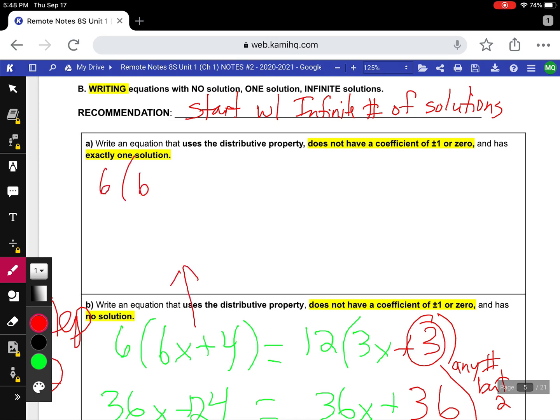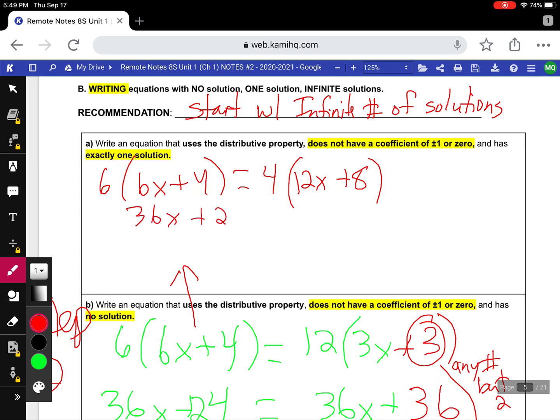So I'm going to go 6 times 6x plus 4 equals, and then I just want the other side to be completely different, okay? So just pick some numbers. The only thing I don't want it to be is 36x. So let's pick 12x. I don't want this to be 36. So let's pick 4 times 8. Watch what happens. 36x plus 24 equals 48x plus 32.